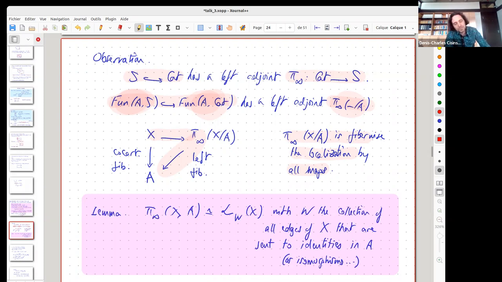And now something you have to prove, which I won't do because you need a little bit of preparation, is that this fiber-wise localization is a global localization. That is, you can really identify this relative thing as the localization of X by those edges which are sent to identities in A. Or it amounts to the same thing, which are sent to isomorphisms in A. Somehow what I'm saying is that you force the functor from X to A to become conservative. That's what it means. That gives you this map from pi infinity X over A to A. And in particular, we can factorize any co-Cartesian fibration into a localization and a left fibration.